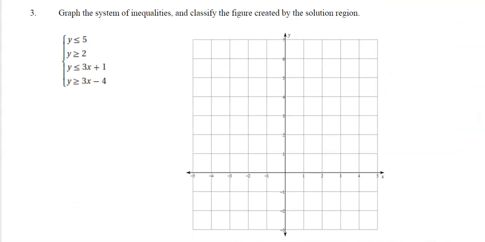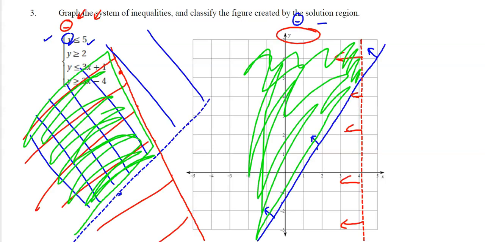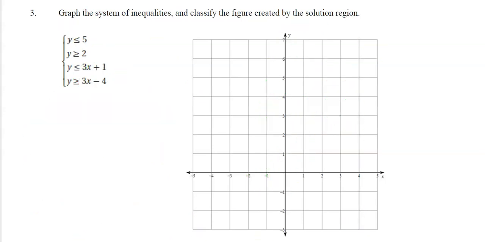All right, moving on down. Graph a system, classify the figure created by the solution region. All right, let's see what we got going here. We have a system of 4. So y is less than or equal to 5. So less than or equal to 5, y.